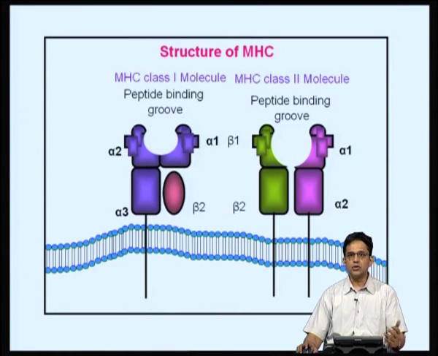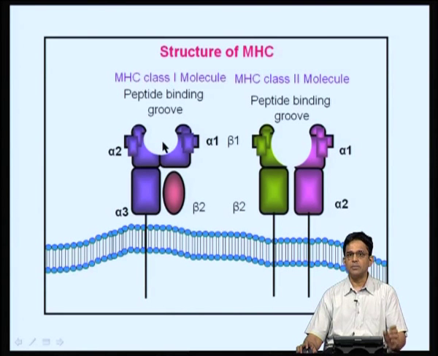Just to remind you about the structure of the MHC molecules. In MHC class 1, you have a heavy chain, and it consists of 3 domains, alpha 1, alpha 2, alpha 3. You can see that the alpha 3 domain is interacting with beta 2 microglobulin, which is very important for the assembly of MHC class 1 molecules. So, MHC class 1 molecules need beta 2 microglobulin, and the peptide binding groove is localized in the alpha 1 and alpha 2 domains which are present over here.